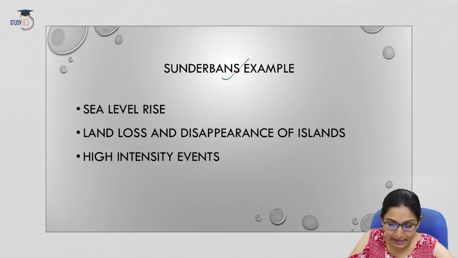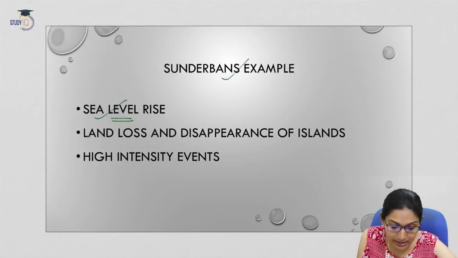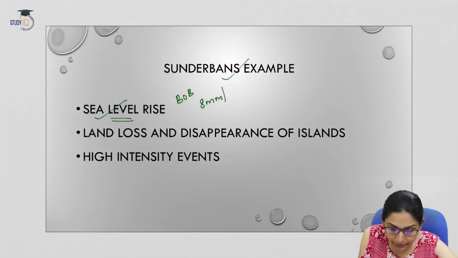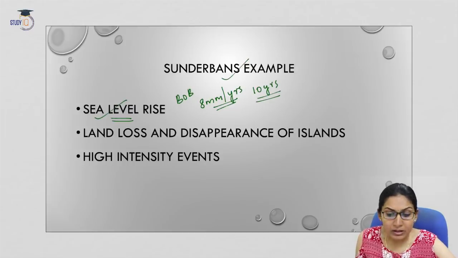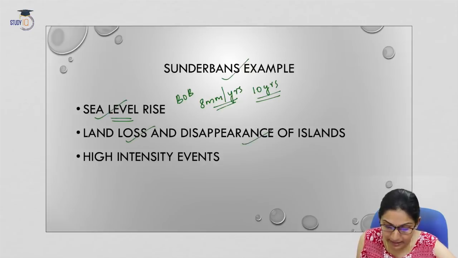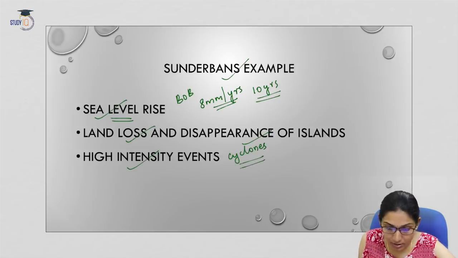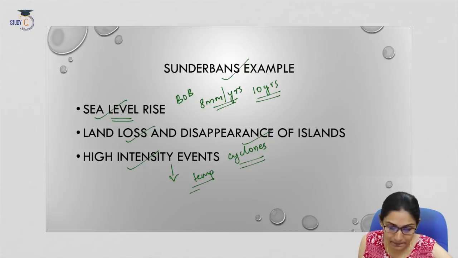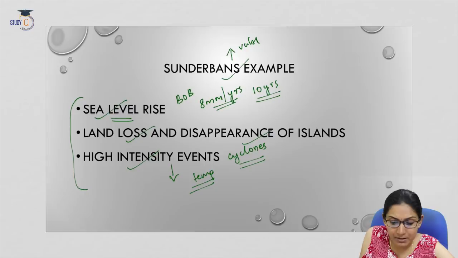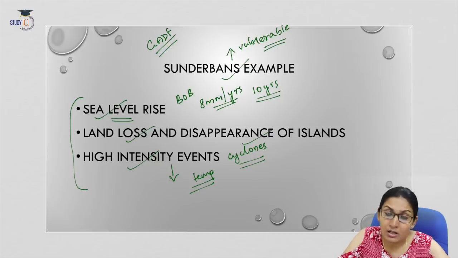Now let us take the example of the Sundarbans Delta. The Sundarbans Delta has been encountering a relative mean rise in the sea level, at the rate of 8 millimeter per year in the Bay of Bengal over the last decade, that is, the last 10 years. Also, this area is subject to regular instances of land loss and disappearance of islands. And the proportion of high intensity events like cyclones appears to be increasing in this region, possibly as a result of rising sea surface temperatures. So, given all these conditions, the Sundarbans region becomes vulnerable. So, GADF has an application in the Sundarbans Delta.